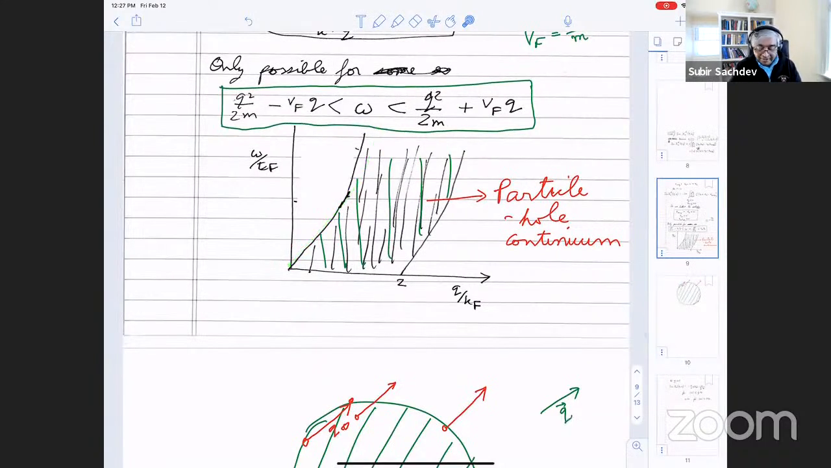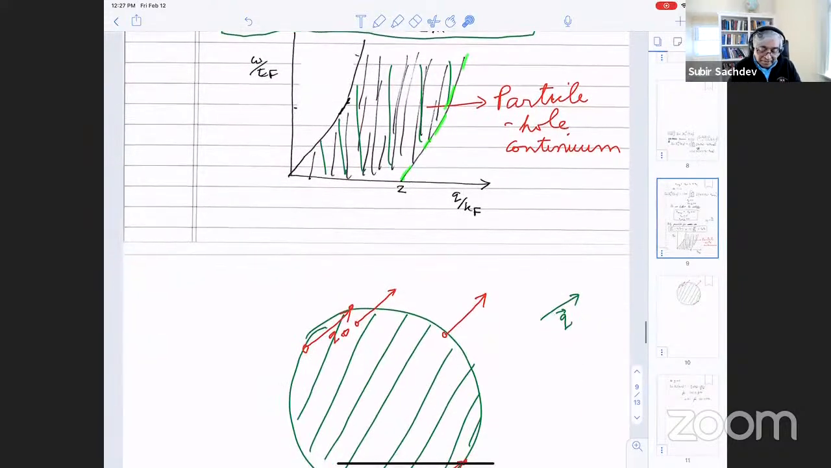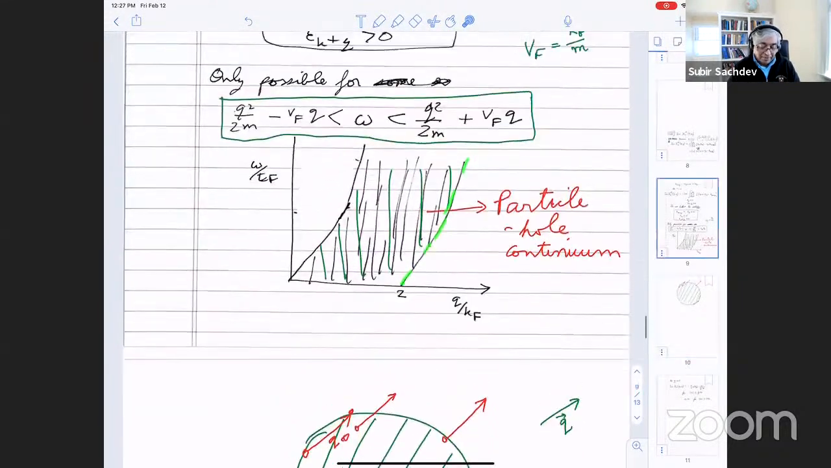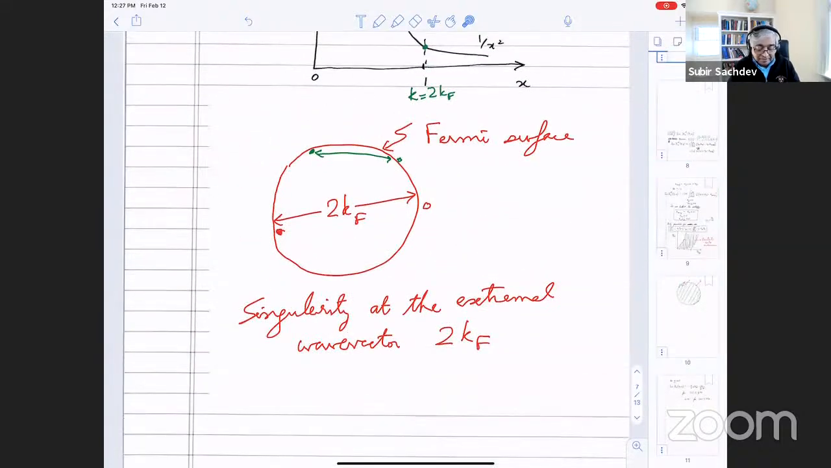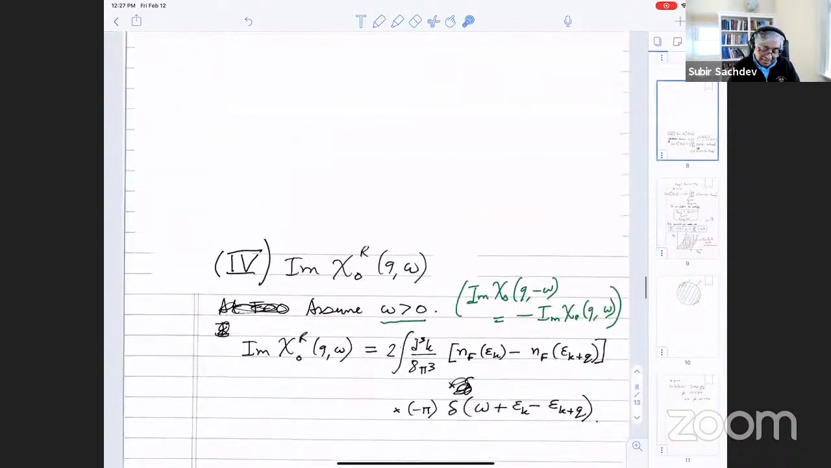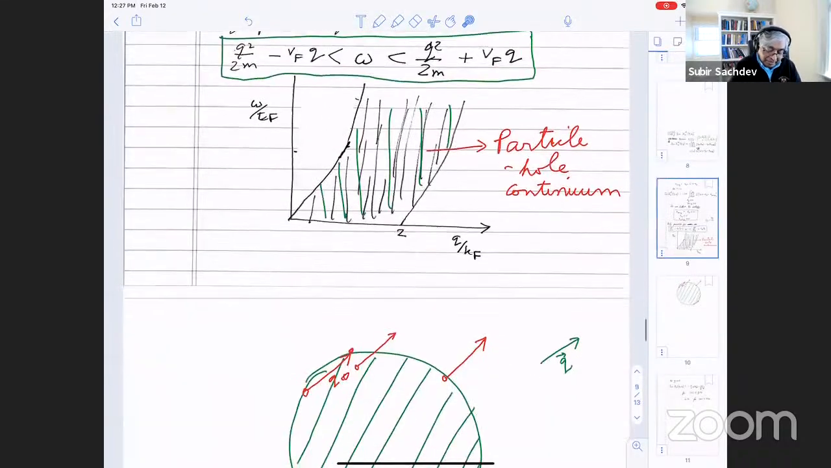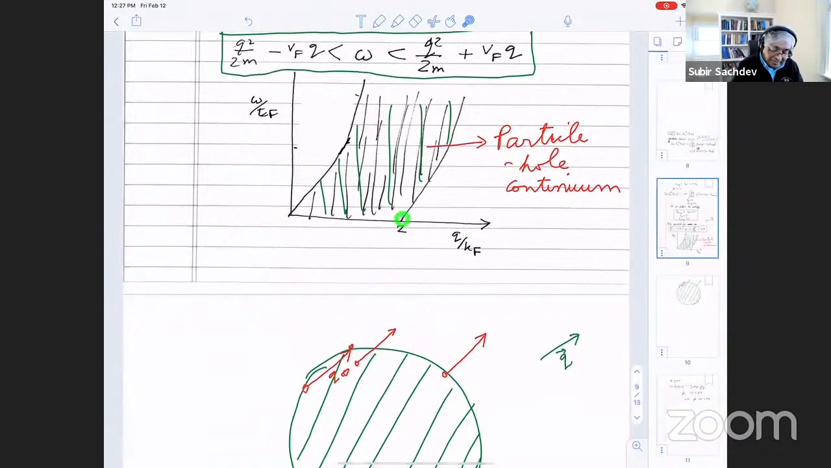And then at very large Q, there's also a lower bound for absorbing energy. If your Q is really huge, then you have to pay some energy. As we already saw, when Q was bigger than 2kF, you couldn't possibly absorb zero energy. So this point here is the 2kF point exactly, and beyond the 2kF point, there is no absorption at zero energy.